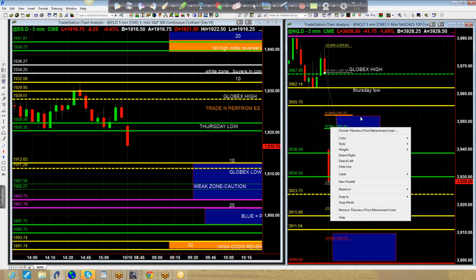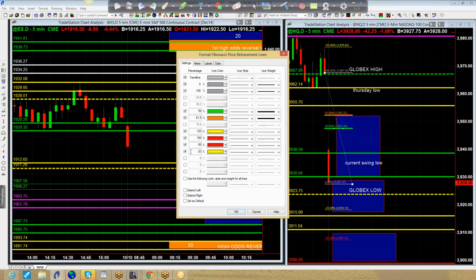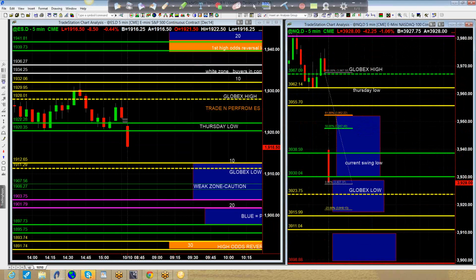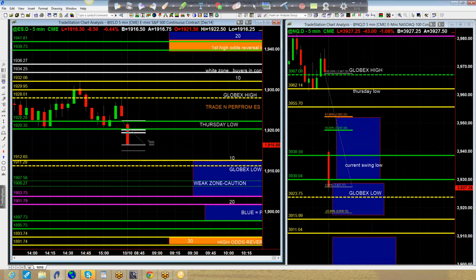That's the back of a poorly auctioned area. It'll be a great place for rejection, actually. Everything's really quick. We don't need all this. Okay, and on NQ, I'll continue to adjust that once I see it rebound. Again, first time into Globex low, I would be very surprised not to see a response.